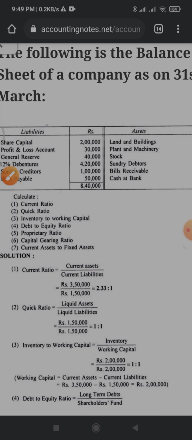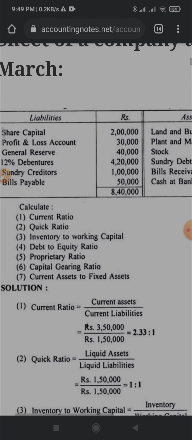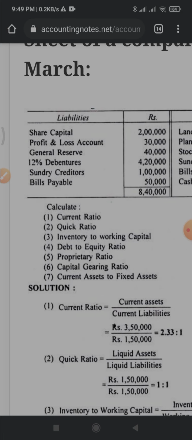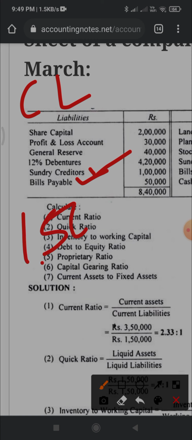Next we need to understand what the current liabilities are. What are the current liabilities given under the liability side? Here sundry creditors and bills payable, these two are called current liabilities. So what is the total of current liabilities? 1 lakh plus 50,000. Total is 1 lakh 50,000.